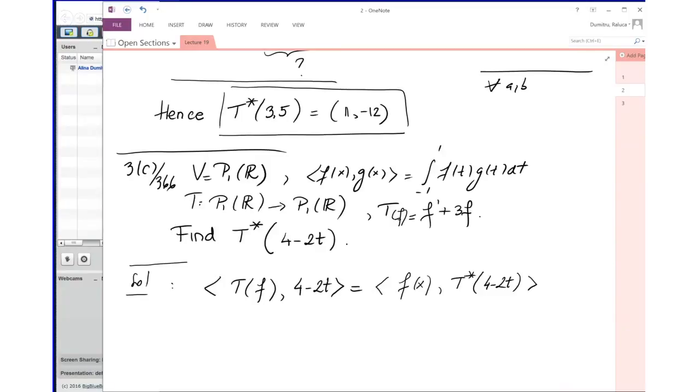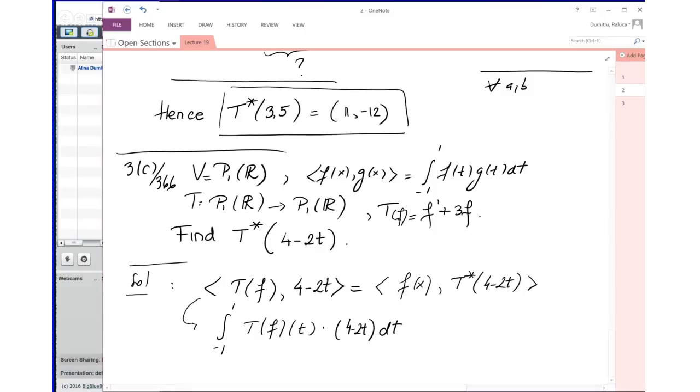Then we integrate from -1 to 1. Okay, so on the left side you have the integral from -1 to 1 of T of F as a function of t, times 4 minus 2t, dt.